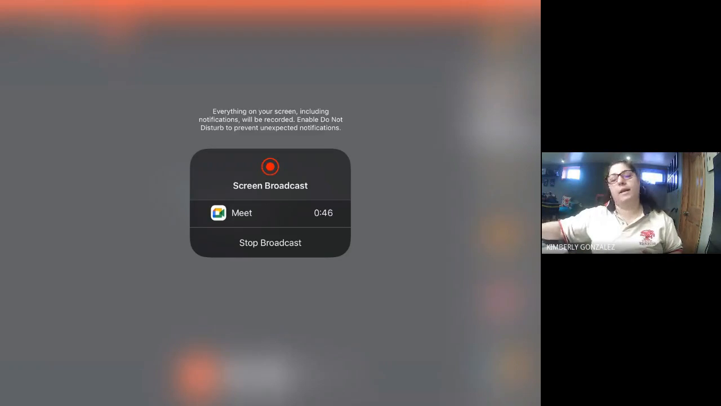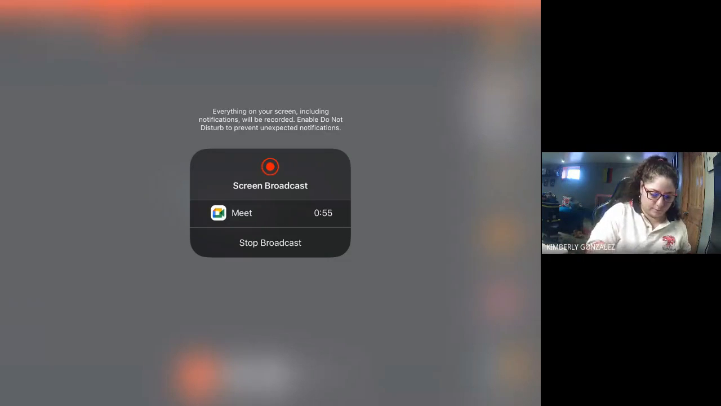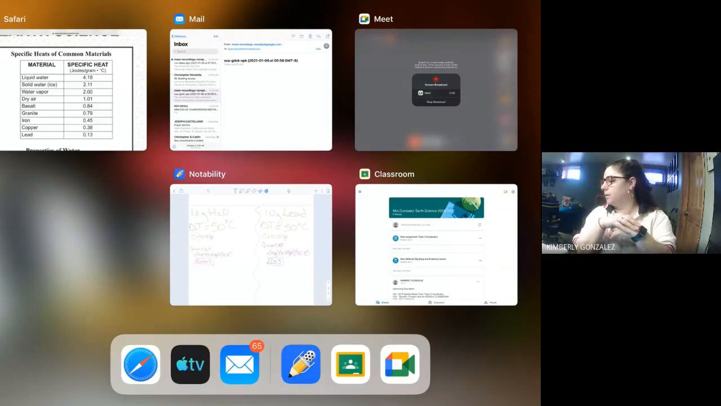In the top right-hand corner, you see where it says specific heat of common materials, right? Okay. So that's this one. This is in the top right-hand corner of your reference table.